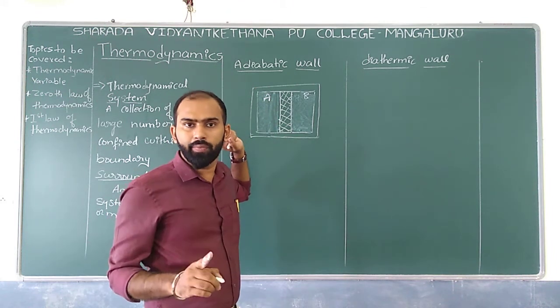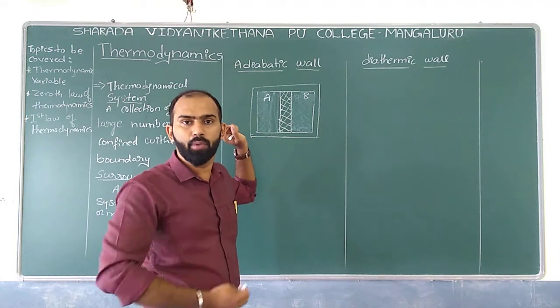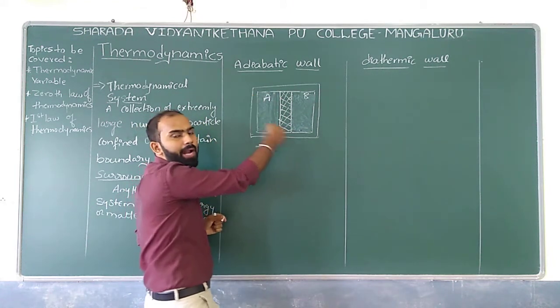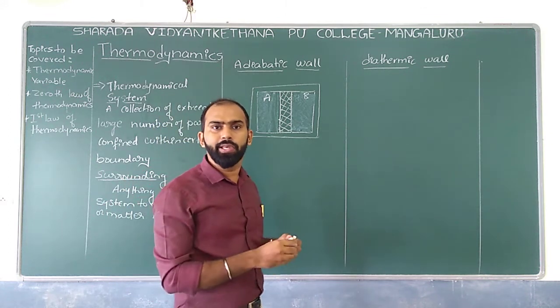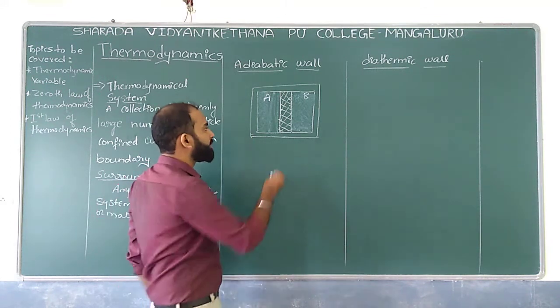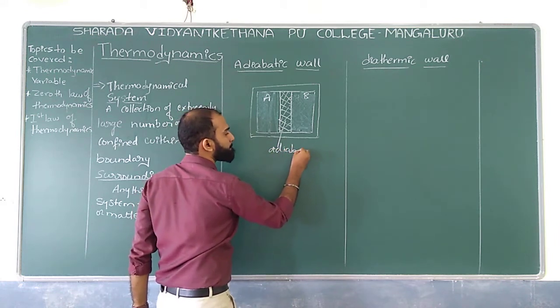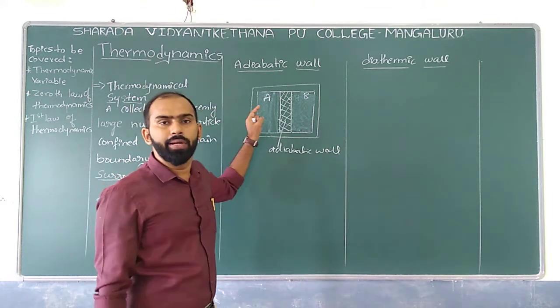What do you mean by system, by the way? It is a collection of an extremely large number of particles confined within a certain boundary, correct? Now, this A is one system and B is one more system. Do you think a transfer of heat will take place if I say this wall is the adiabatic wall? Do you think a transfer of heat will take place?